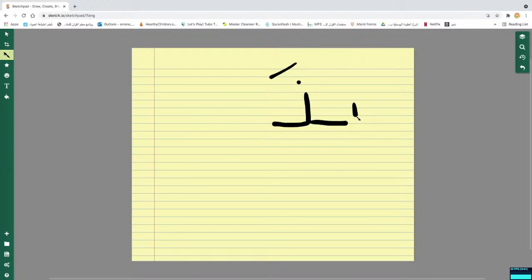So if we have the ba, the same example we have, here's the ba, it will connect to the letter from the right, but if the ba would ever come to the left, there will always be space between the ba and any letter that comes from the left. Okay, if you're confused about this, inshallah, we're gonna take more examples and it will be easier.